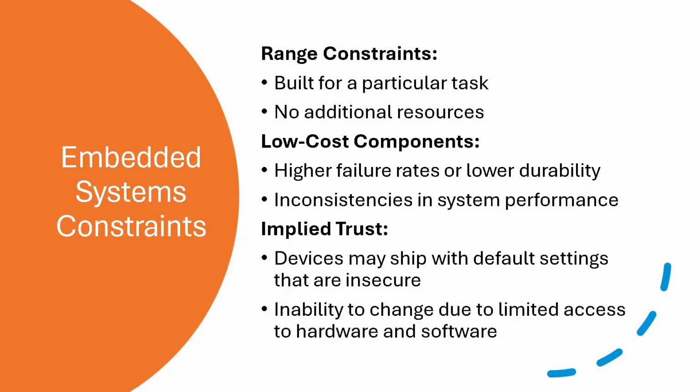Range constraints. This refers to the inability of embedded systems to do another task that they are not built for. Since there are no additional resources, embedded systems do not have any range of what they can do. They are only good for particular tasks.